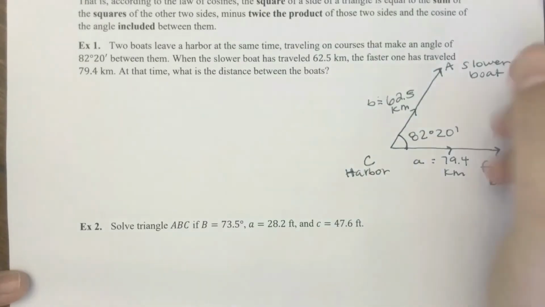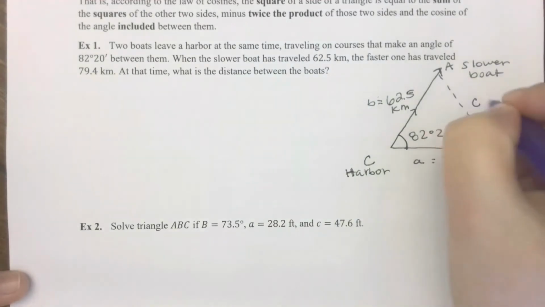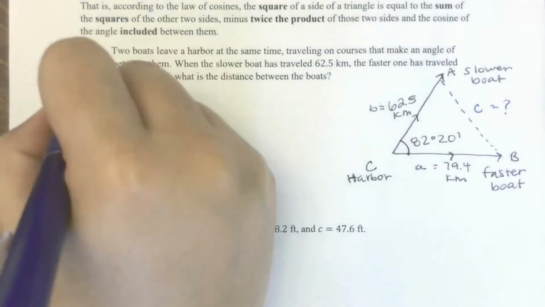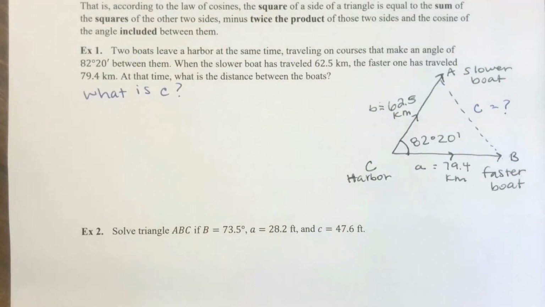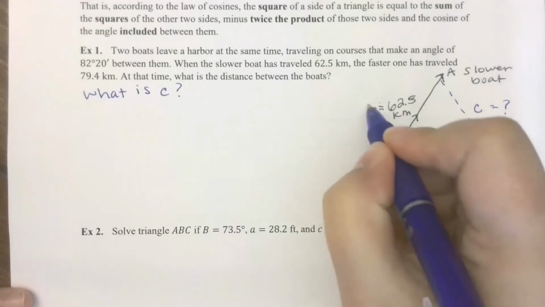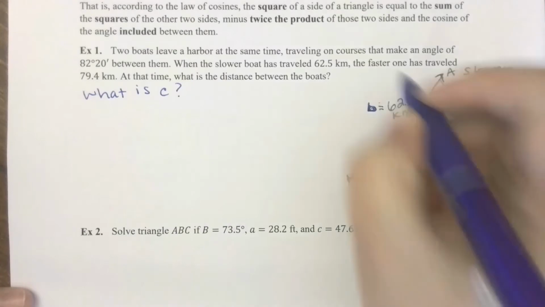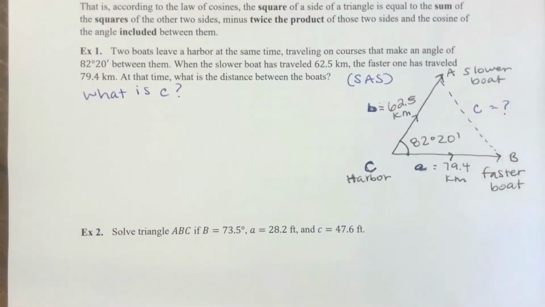Okay, so if we draw our triangle here, we want to know the distance between the boats. So we want to know what is C. That is our goal: the length of side C, or the distance between the boats. I also want you to notice that we were given this side here, this angle, and then this side. So this is a side-angle-side case. So we want to find C.